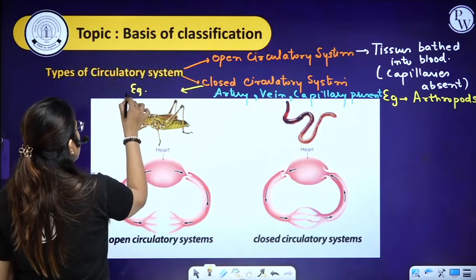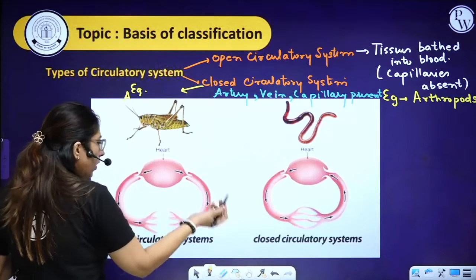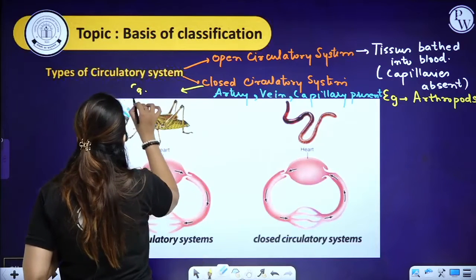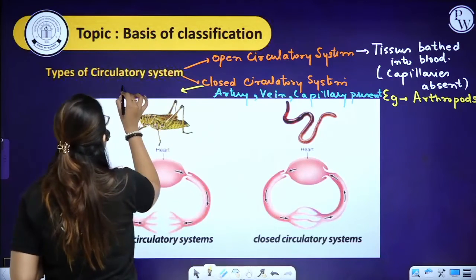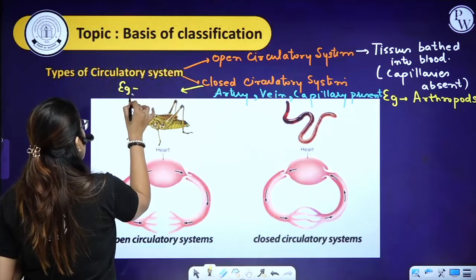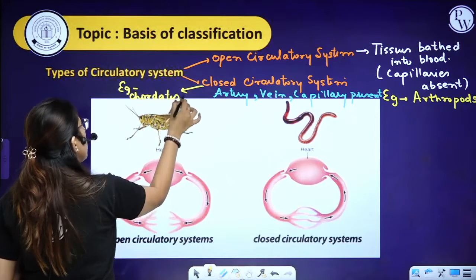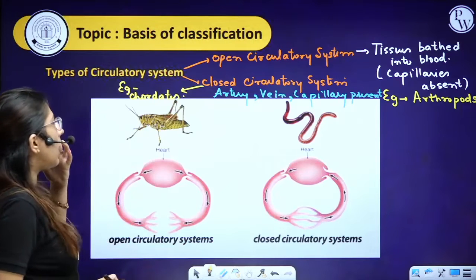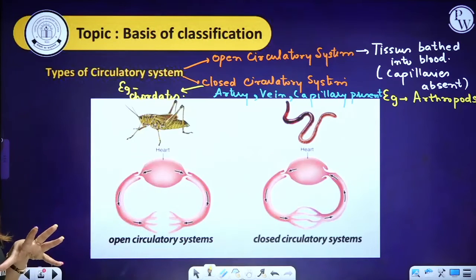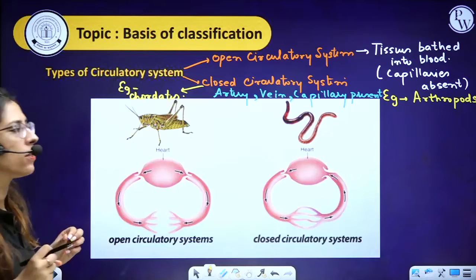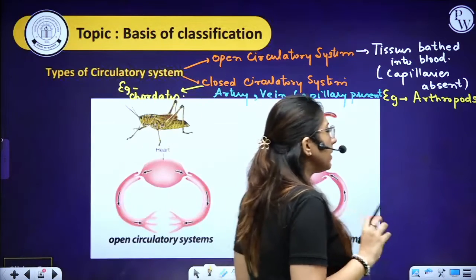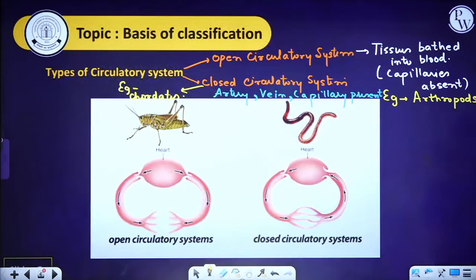Here you can take an example of all the chordates, right? In all the chordates, you will find a closed circulatory system. Closed circulatory system will be present, not the open one. That means we have tissues, and the tissues are bathed by the capillaries, right?